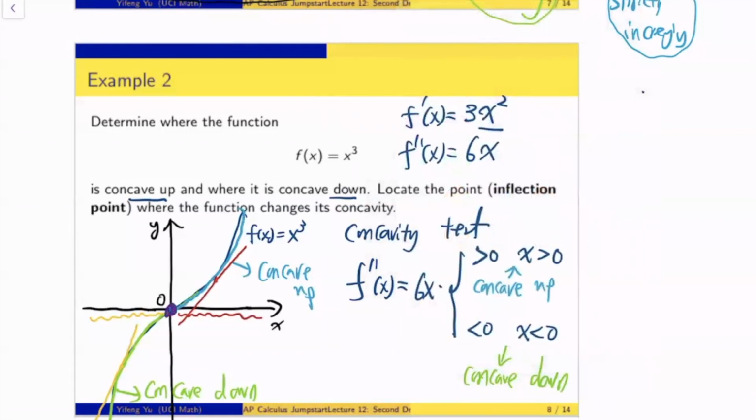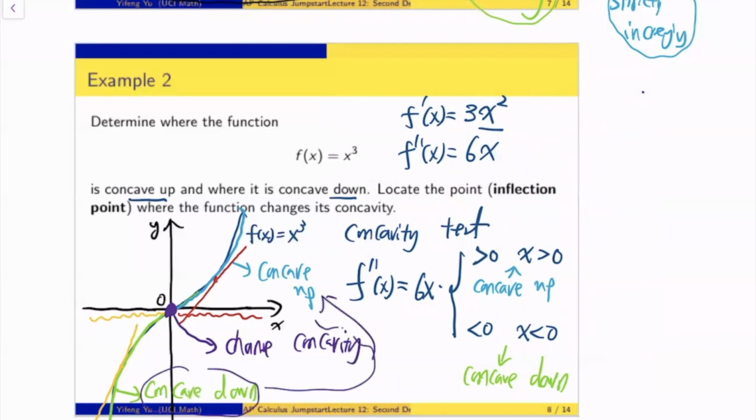And then you notice there's a special point, which is 0. So 0 is the place where it changes concavity. It changes from concave down to concave up. And this is what we call an inflection point. So the inflection point is x equals 0. That's the place where it changes from concave down to concave up. Or in other examples, you might see it changes from up to down. But anyway, it changes concavity.